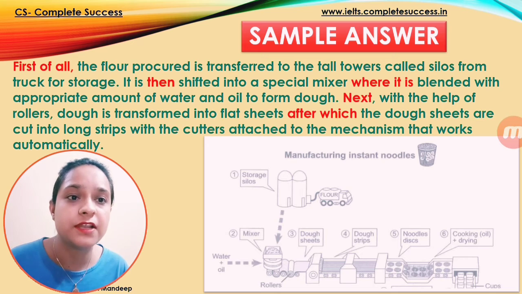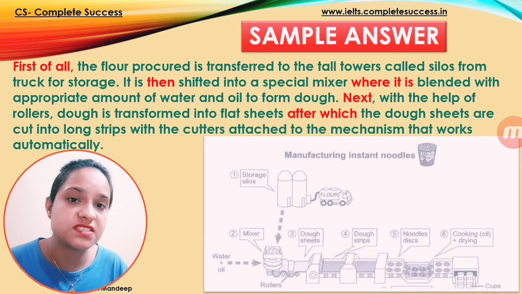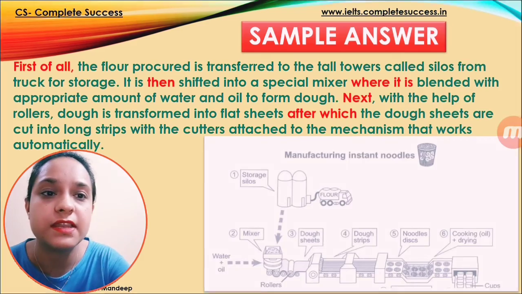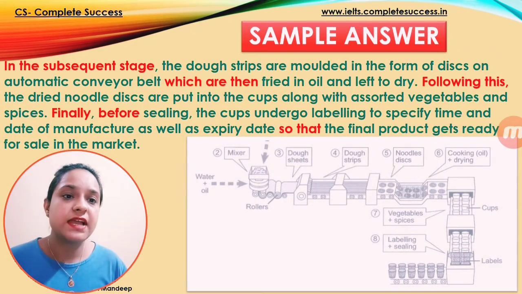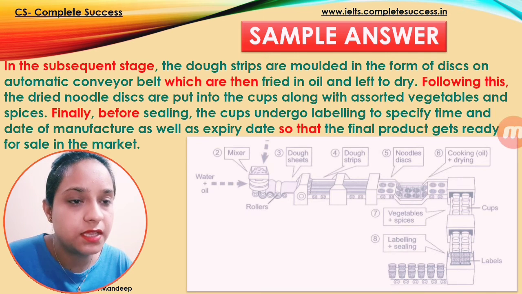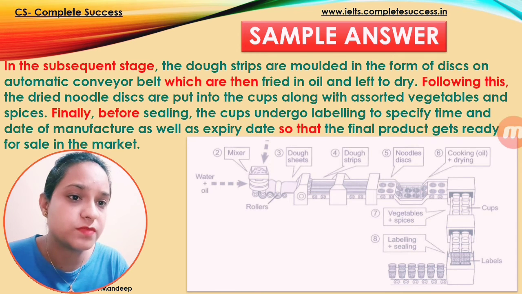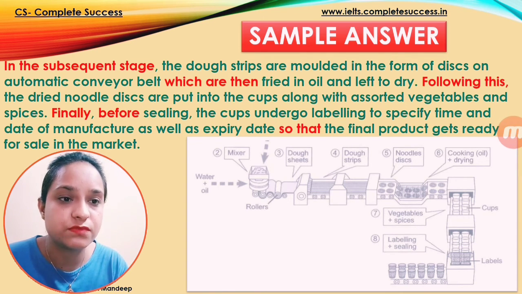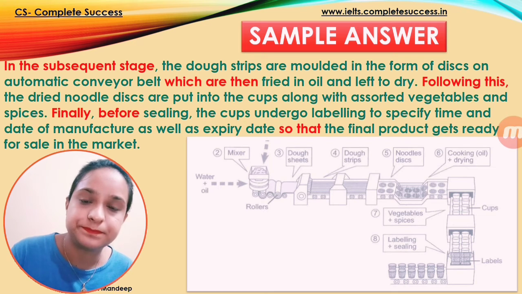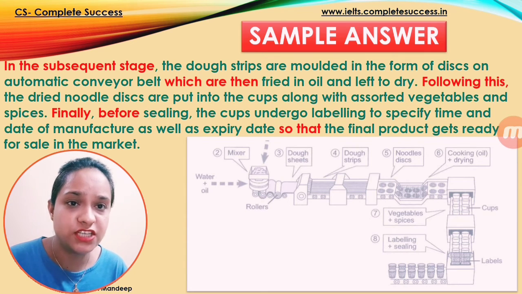So it is really important that you pay attention to each and everything. So I hope you understand how to explain the first body paragraph, and the next four points I will explain in the next body paragraph. After that, the noodle discs are formed and they move on like a tray, and after that cooking and drying. After that, in the cups, vegetable spices are added along with the noodles as well, and then labeling and sealing is done. So we will start another paragraph with another connector.